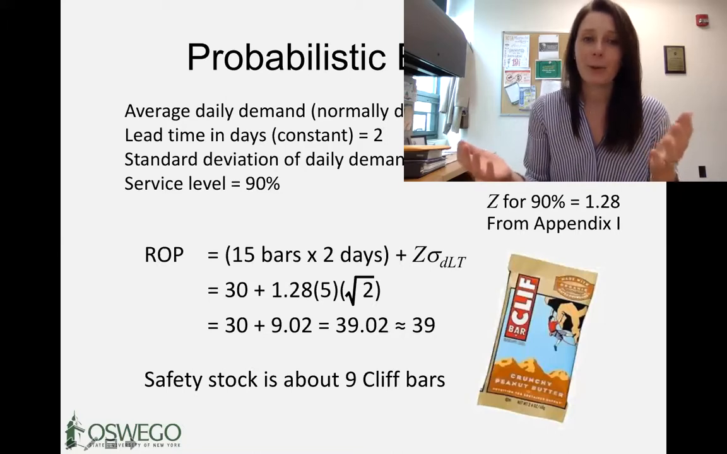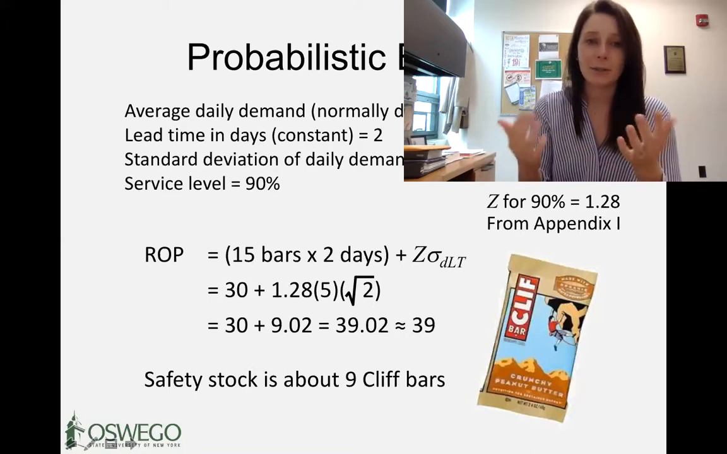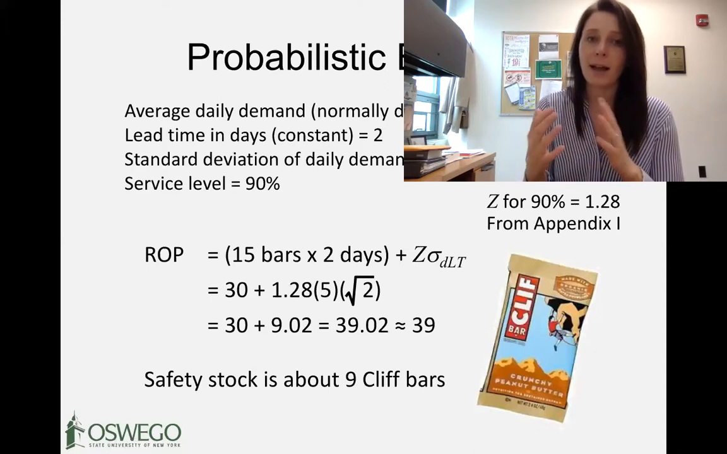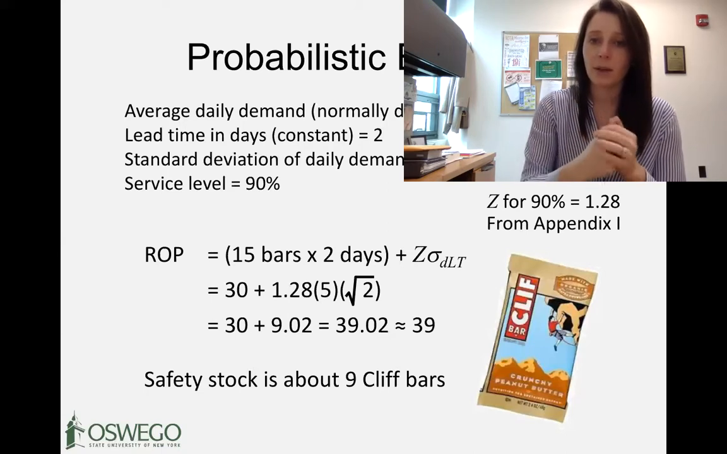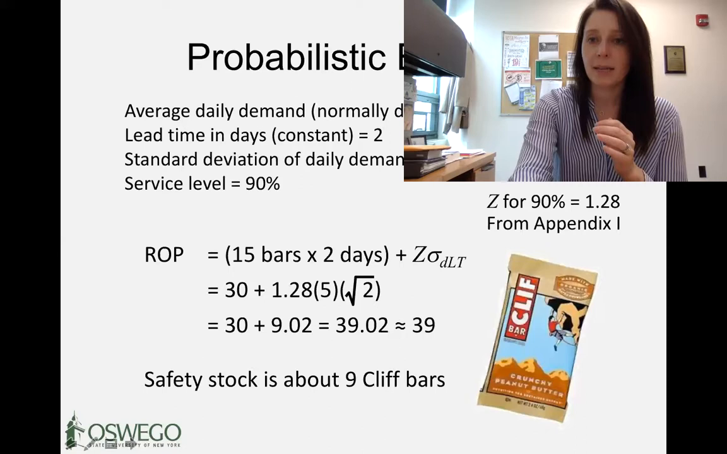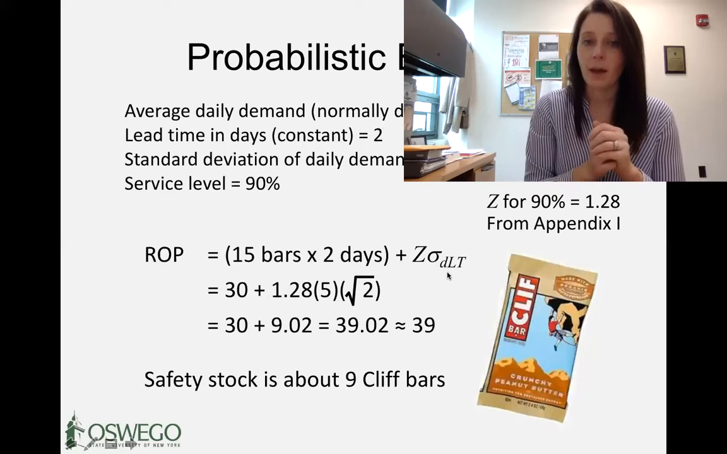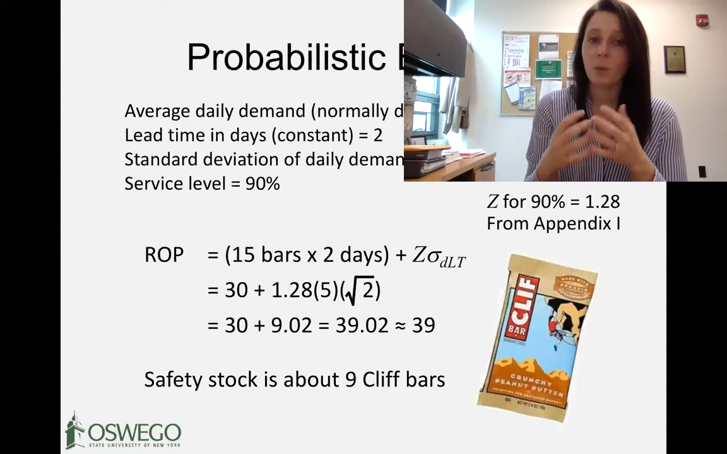So in this case, our reorder point would be 15 Clif Bars, which is our average daily demand, normally distributed, multiplied by our lead time in days, which is constant, so 2 days. And then we're going to add on our safety stock, which is going to help us make sure that we achieve that service level of 90%. And to do that, we're going to, again, use that z-value, which from our appendix, in this case, is 1.28, all multiplied by our standard deviation of demand during lead time, which, again, we're going to take 5, which is our standard deviation of daily demand, and multiply that by the square root of our lead time in days, which is 2. And that's going to tell us that we should reorder when we have 39 Clif Bars left.